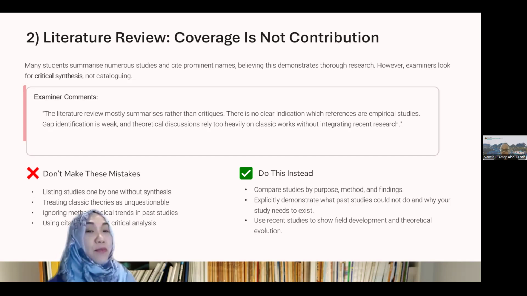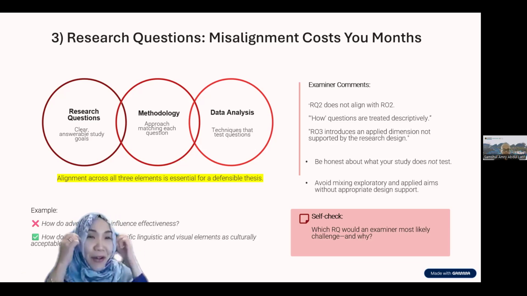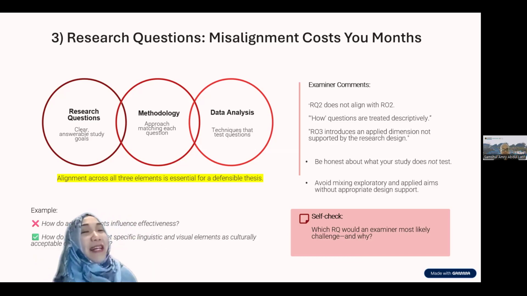Your research question should just make sense. Now, anybody said about research questions, the things that they felt were quite problematic? Misalignment of research questions to your methodology and to your research instruments will cost you months and months of revision. So it shouldn't be after the examiner has commented. It should be strangled, literally, and corrected before you submit.